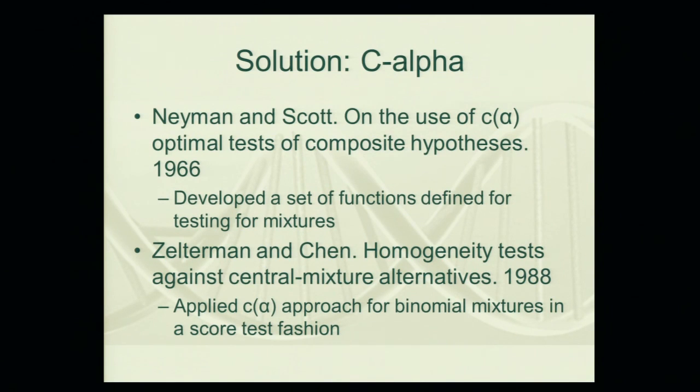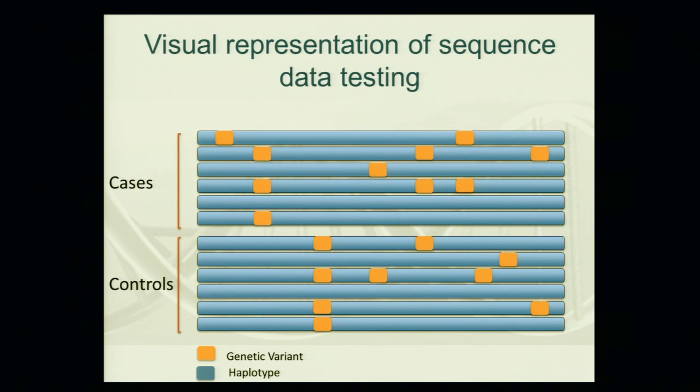In 1966, Jerzy Neyman and Elizabeth Scott did some fancy maths. You can go and read the paper on composite likelihood testing, optimal tests of composite hypotheses. Really lovely title. Basically, they define a series of functions that are well powered and well designed to capture mixtures. That's the name of the game: we're trying to capture mixtures here. This was then explicitly applied to a binomial context, say case versus control, by Zelterman and Chen in 1988. So we adopted this framework and wrote the C alpha paper in PLOS Genetics that you can go and read about. Catherine Rader did her PhD on these kinds of mixtures, and she was a really good collaborator to have in testing for mixtures.